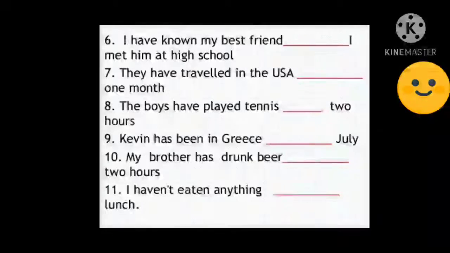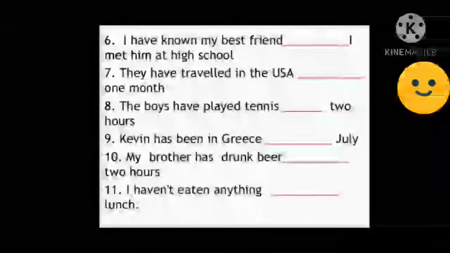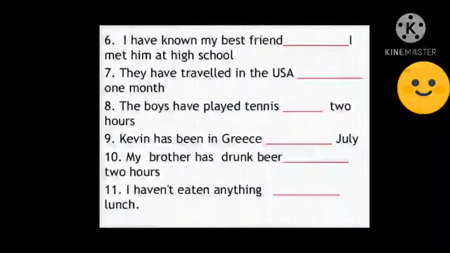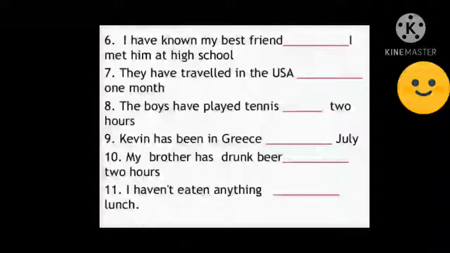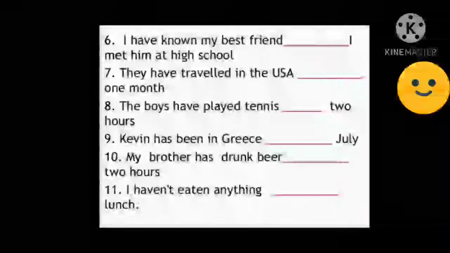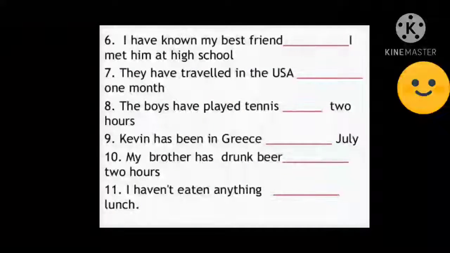Kevin has been in Greece dash July. So month names, names of the days, and certain times, 2 o'clock, 5 o'clock, morning, evening, afternoon, then we usually go with since. Kevin has been in Greece since July. My brother has drunk beer dash 2 hours. 2 hours is given. So for 2 hours. I haven't eaten anything dash lunch. That means only the beginning, the beginning of the time, the point of time is given. So since lunch.